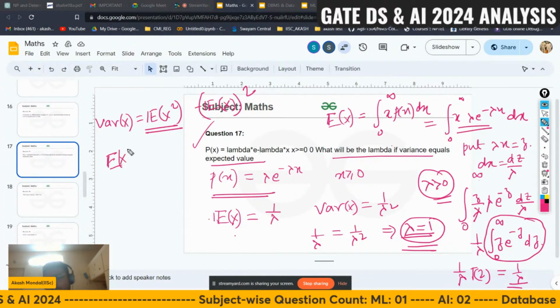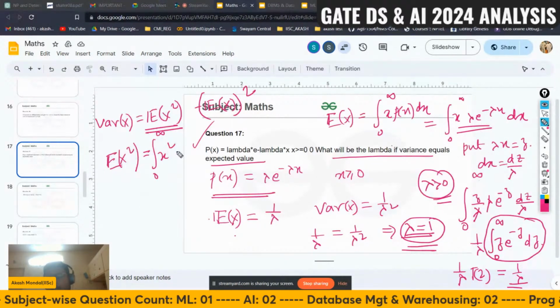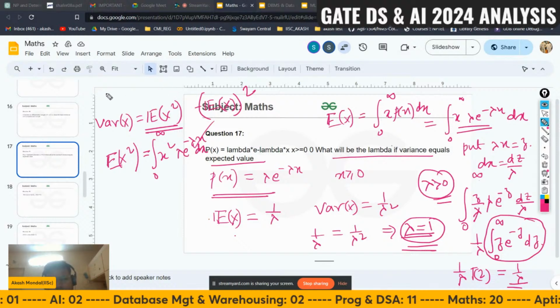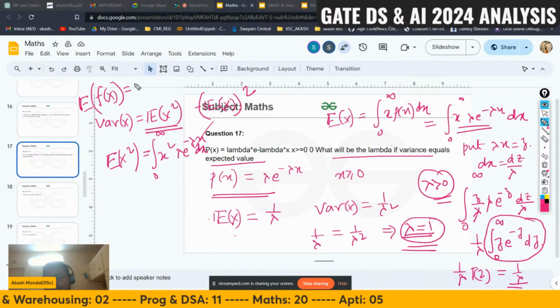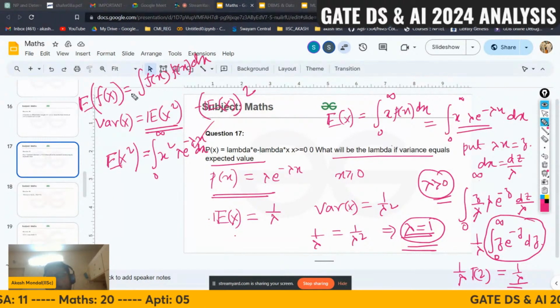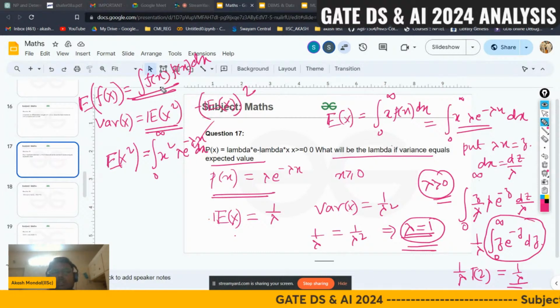Let's just do it. Expected value of x square is nothing but 0 to infinity x square times lambda e power minus lambda x dx. Okay, so I'm just using one formula, which is expected value of f of x is nothing but integral f of x p(x) dx. Okay, this formula I'm using. So this is known as the LOTUS formula, law of the unconscious statistician. Okay, so let's do this calculation.